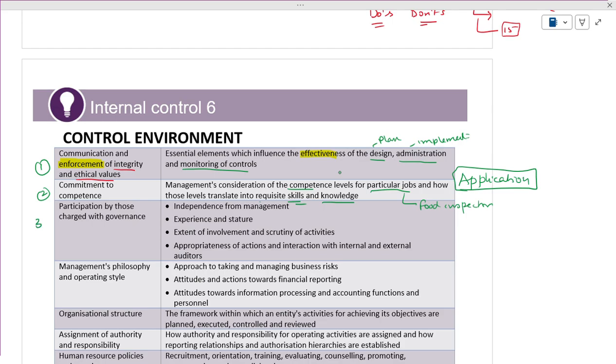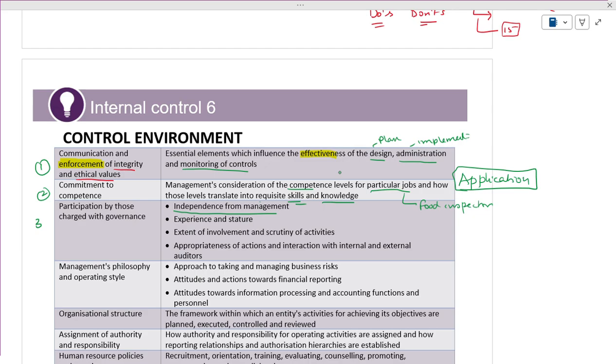Participation by those charged with governance. It applies to the auditor, it applies to management. Independence from management. You are doing your job. Understand? Management interference should be less. They have assigned you to do the job, then you have to do the job with all integrity and objectivity. You are not going to compromise on quality issues.